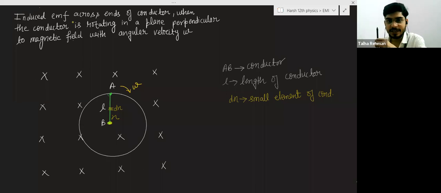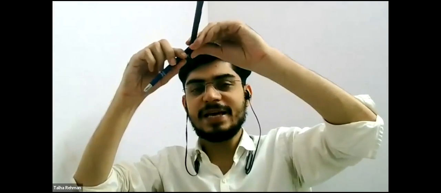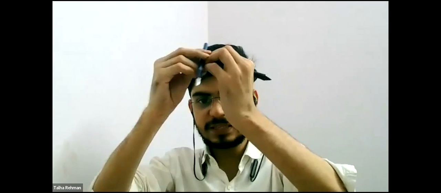See here, the condition is like this. From here, there is one axis. This wire is rotating like this, and for rotation there is a need of one axis. So this wire is rotating like this, and the axis will be like this. About this axis, this wire is rotating.